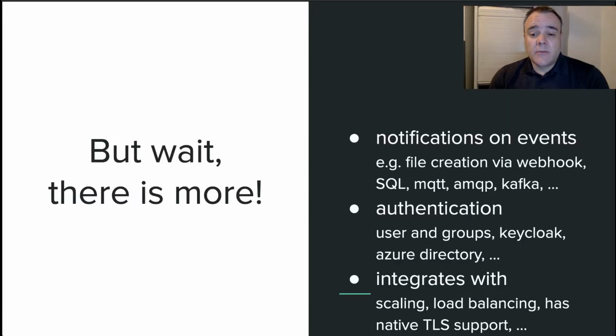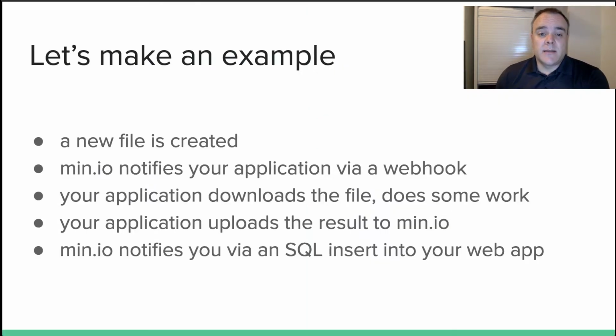You can simply use the AWS client and access stuff from it. But wait, there's more you can do with minio. It has a notification option on events, like if you create a file, it can notify you with a webhook, SQL, MQTT, AMQP, Kafka, and others. The authentication can be provided with username and groups, Keycloak, Azure Directory, and it integrates with scaling, load balancing, and has native TLS support.